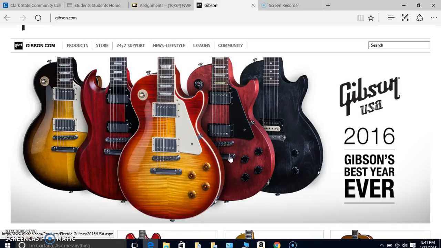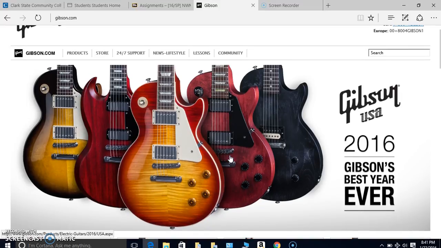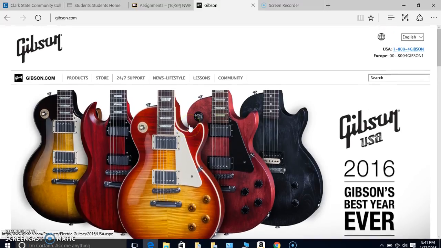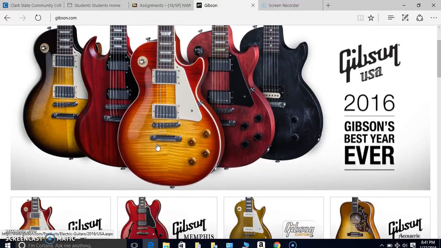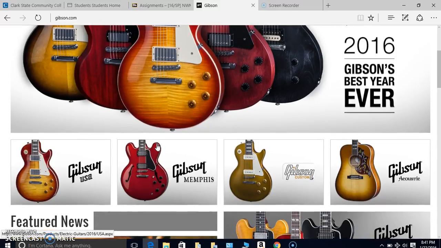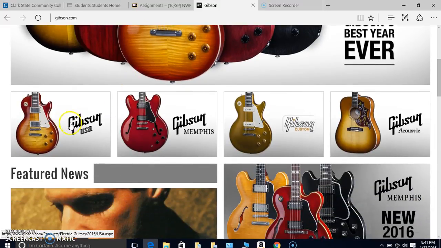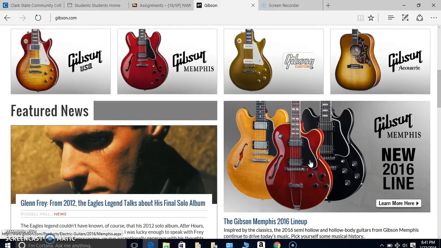And the last part of the elements of design that I want to talk about is unity, which is the sense of all the elements combined into one, feeling like they all belong together. And I really strongly feel this website has strong unity. All the elements flow perfectly together. It's not too busy, there's not too much going on. It's all focused on the same thing, which is the product, the guitars.